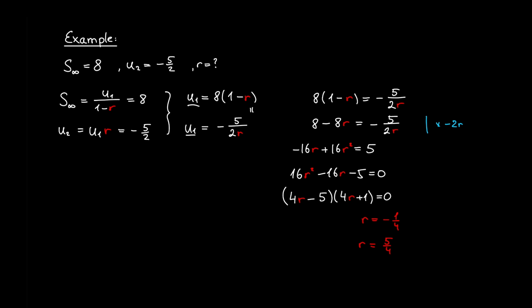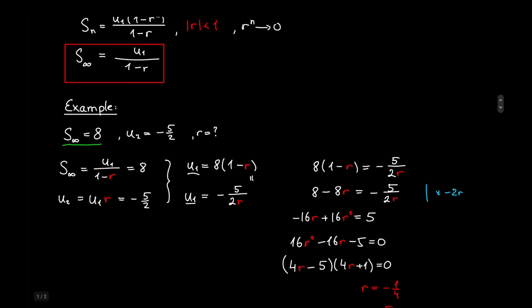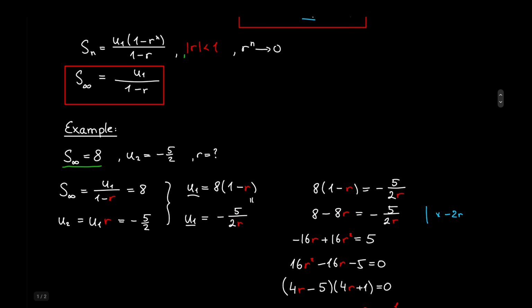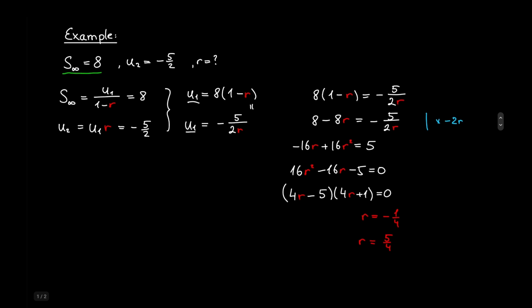However, now, the question is which one would be correct? Since we know that this is an infinite geometric series, that means it's converging. If it's converging, that means it should meet the criteria where the absolute value of the common ratio is less than 1. In our answers, only one of the r's meets this criteria, namely negative 1 over 4. Here, the common ratio is greater than 1, and with this common ratio, we would not have a converging geometric series. Thus, the only correct answer here is negative 1 over 4.